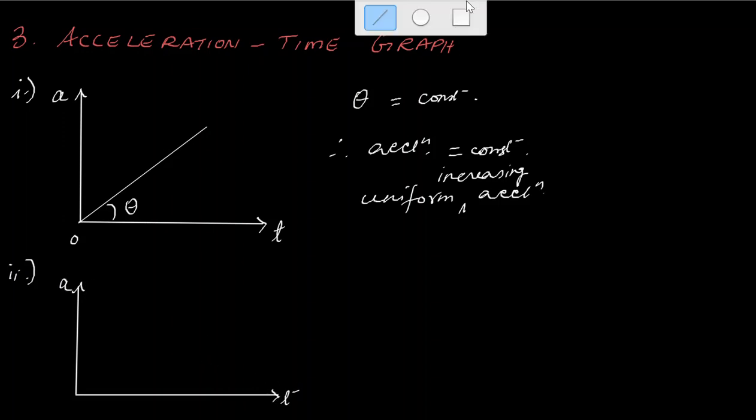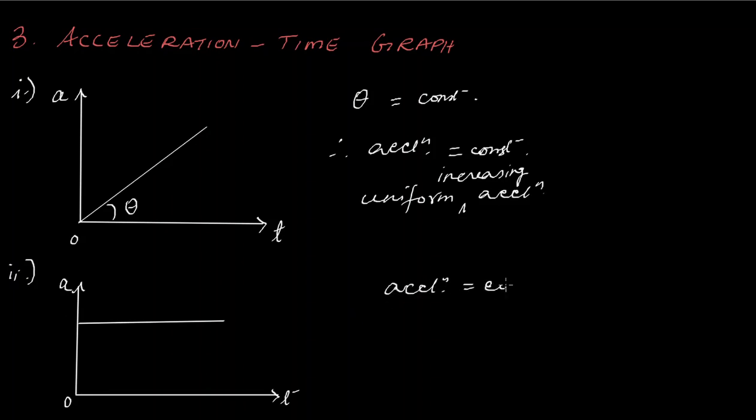Number 2. Suppose it is something like this, then you can see that the acceleration is constant, right? So here acceleration is constant with time. Okay, so that means it is uniform or constant acceleration. All right, so these are the graphs that you need to understand. Okay, they are not very difficult to understand.